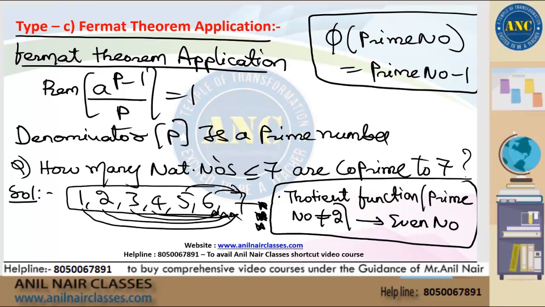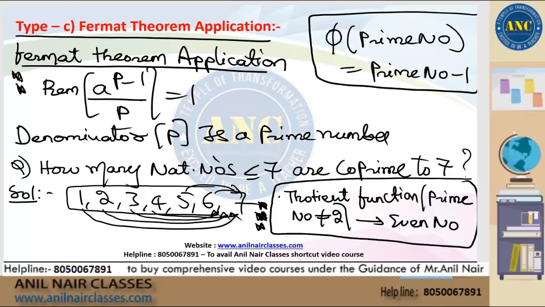Remember Fermat's theorem and Euler's theorem, the concept remains the same. In the totient function, the denominator is a composite number. In Fermat's theorem, the denominator is a prime number. That is the only difference. I hope it is clear.